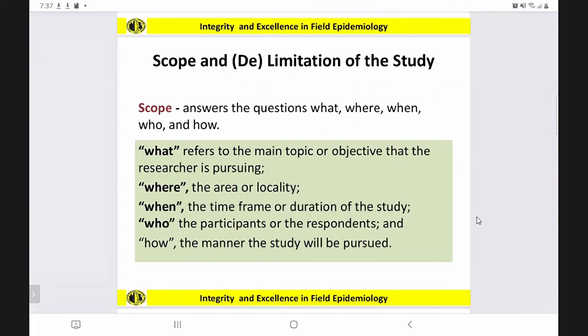Okay, so the scope. Let's go now to the scope and delimitation of the study. The scope answers the questions of what, where, when, who, and how. What refers to the main topic or objective that the researcher is pursuing; where, the area or locality; when, the time frame or duration of the study; who, the participants or respondents; and how, the manner the study will be pursued. So that's the scope as well as the limitation of the study. Next slide, please.